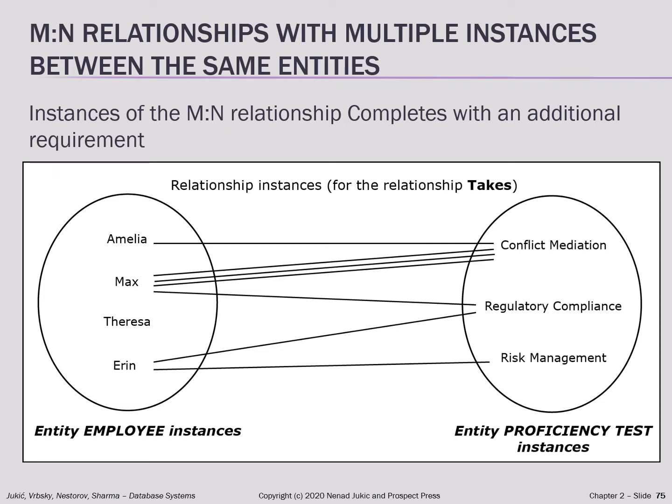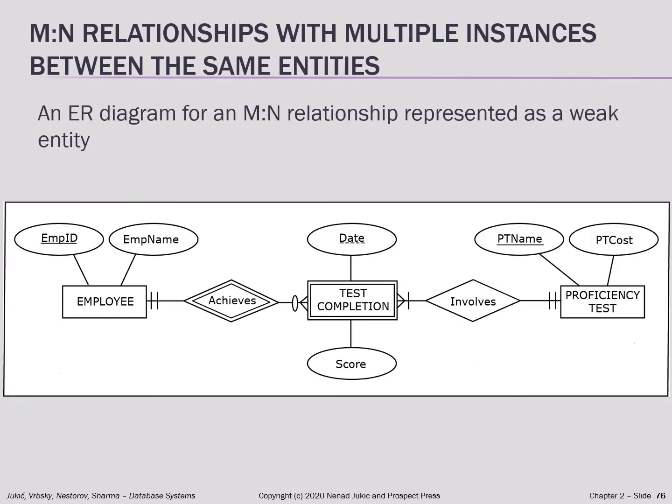We are no longer able to just use a many-to-many relationship. Instead, we have to supplement this many-to-many relationship takes with a weak entity, which we call here test completion. The explanation of this issue is given on pages 42, 43, and 44.